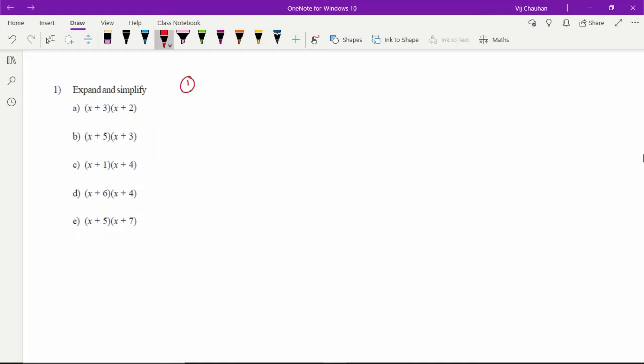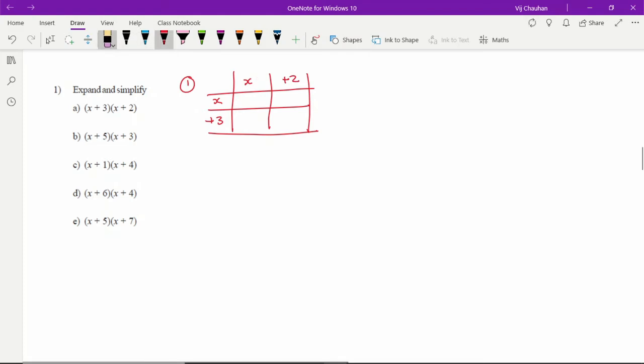So number 1, if I just set up my grid, now I'm going to try and do both methods so you can check, so you can see if you've made a mistake, where that mistake has been made. So I've got x plus 3, x plus 2, and I've just noticed that this is the exact same question as I chose in the example I've done above. So let's just quickly fill this in.